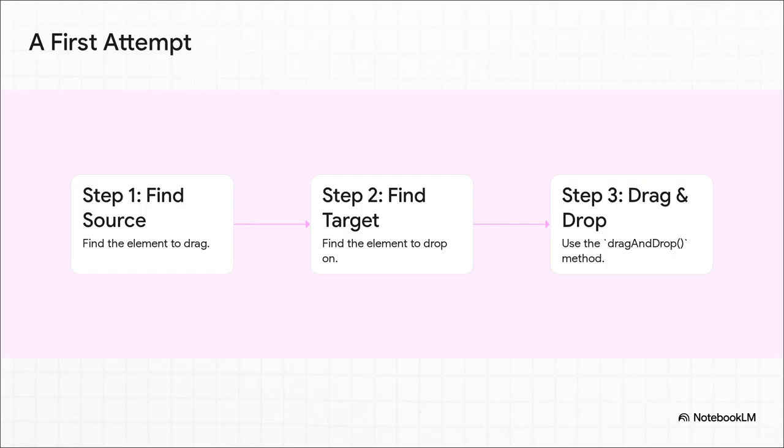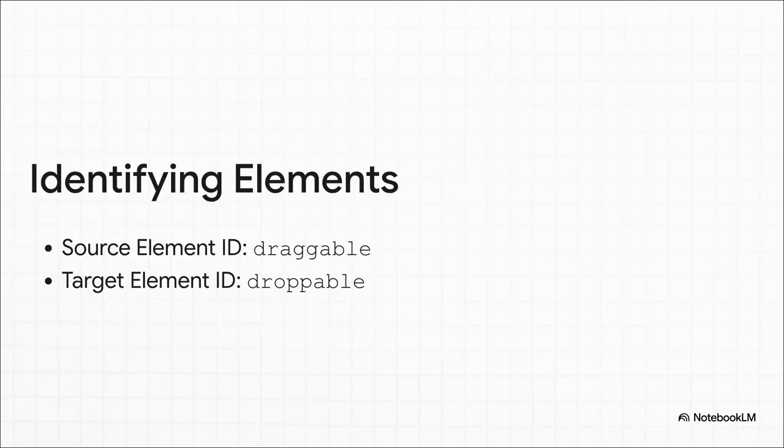Sounds easy enough. So we pop open the developer tools, take a look at the page, and awesome. The elements have these perfect, unique IDs. The source one is literally called draggable, and the target is droppable. I mean, come on, it doesn't get any easier than that. So you go ahead, you write the code, and you're feeling pretty good about yourself. This is going to be a quick one.